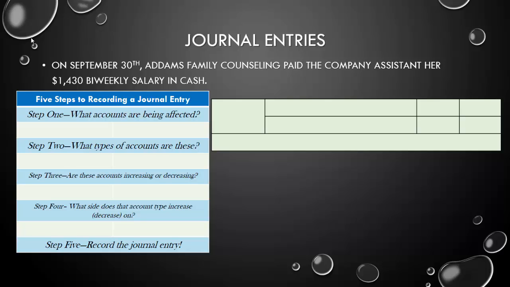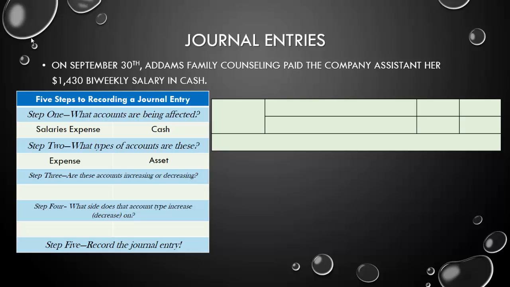Next up, on September 30th, Adams Family Counseling paid the company assistant her $1,430 biweekly salary in cash. We've already seen this transaction. And if you'll recall, the two accounts being affected are salaries expense and cash. We get to record the expense right now because we're paying for necessary business operations that have happened within this period. Our assistant actually worked in September, so we get to record the expense right now. What type of accounts are these?